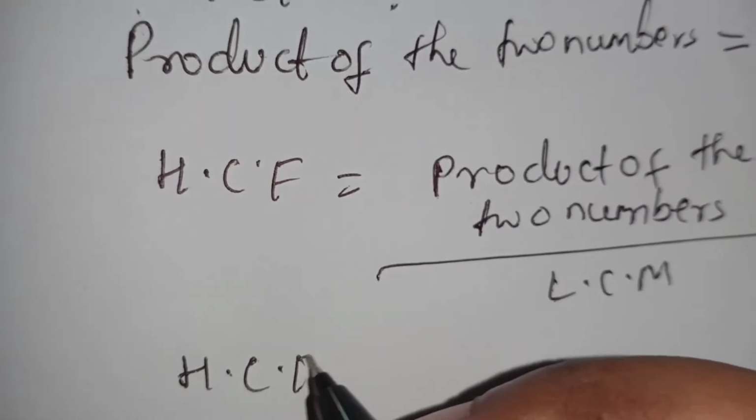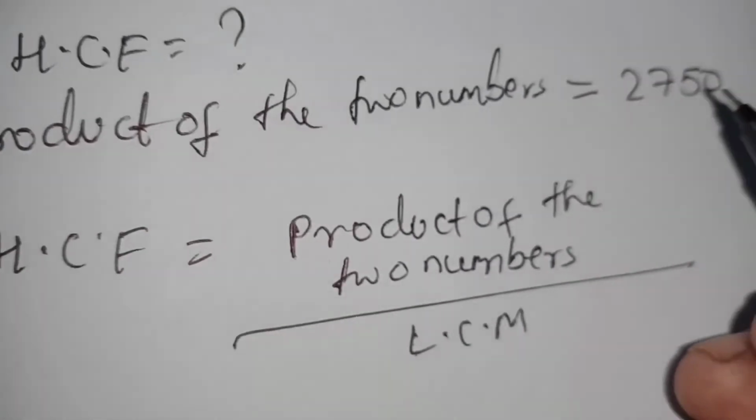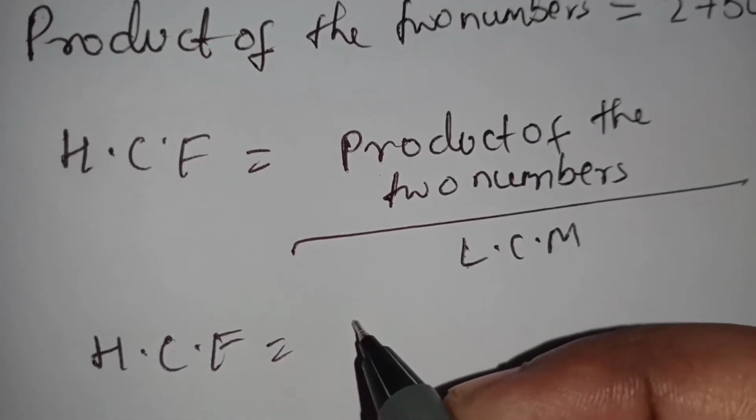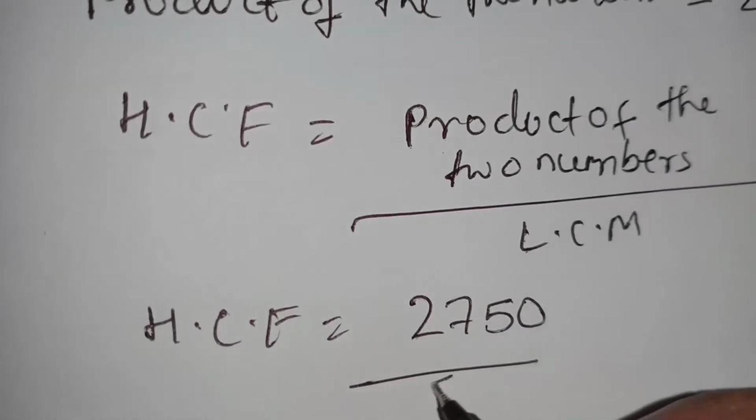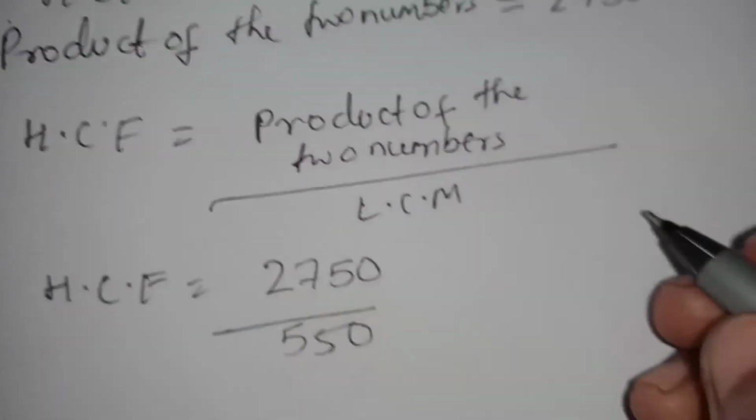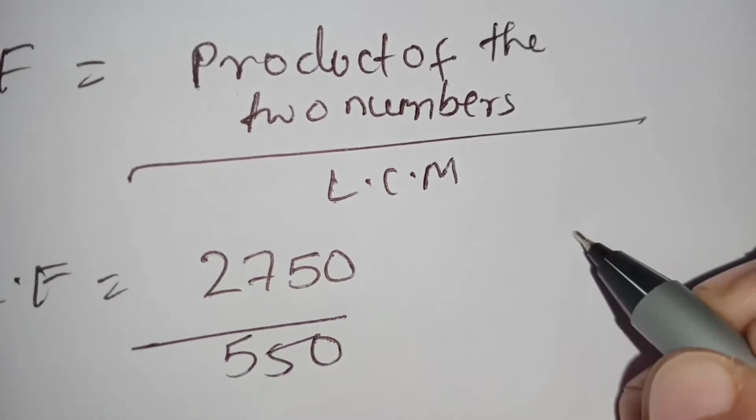So the HCF is equal to, what is the product of the two numbers? 2750. And what is the LCM? 550. Okay, so now let us divide here.